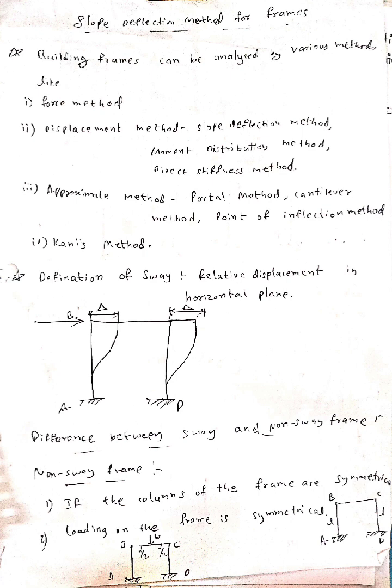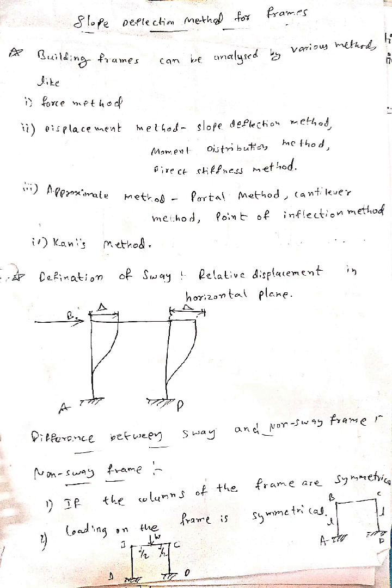What is the difference between sway and non-sway frames? For non-sway frames, the first condition is that the columns of the frame should be symmetrical. If the columns of the frame are symmetrical, it is known as a non-sway frame. Columns symmetrical means the columns AB and CD should be of the same length, L and L, meaning A and D should be at the same level. If they are not at the same level, or the heights of the columns AB and CD are different, then it is known as a sway frame.